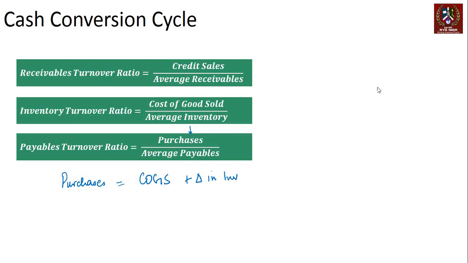Cost of goods sold plus any change in the inventory. So that's what purchases would basically look like. And based on that, we are kind of looking at purchases. In real life, however, most of the time such data may not be available. Companies may not tell us exactly what is the amount of credit sales and what is the cost of goods sold. So in real life, most of the time we just substitute everything with sales, right?